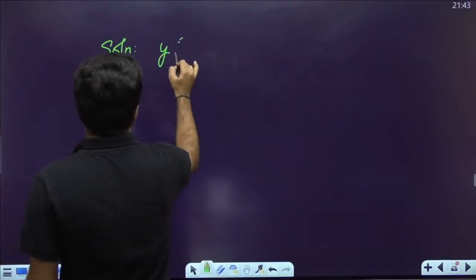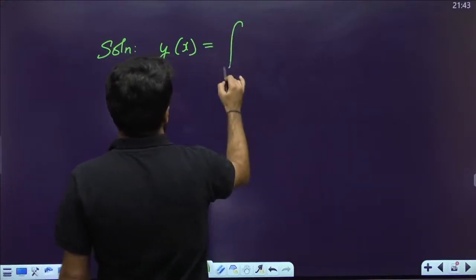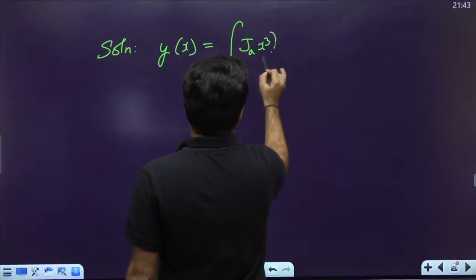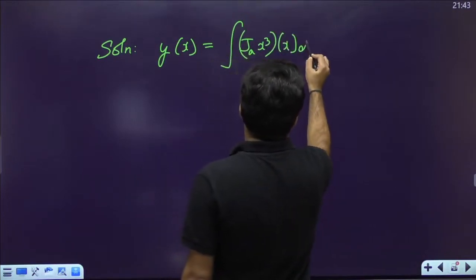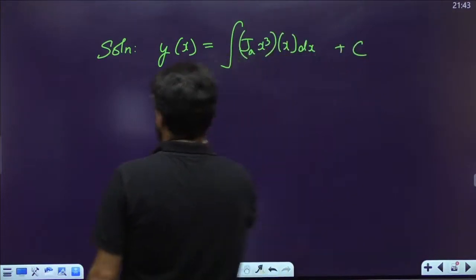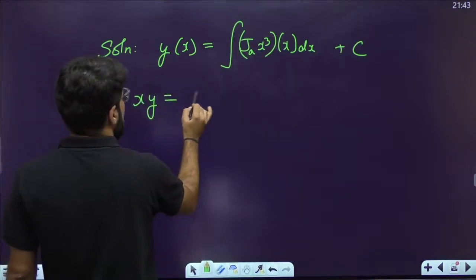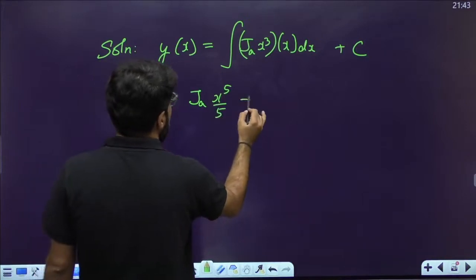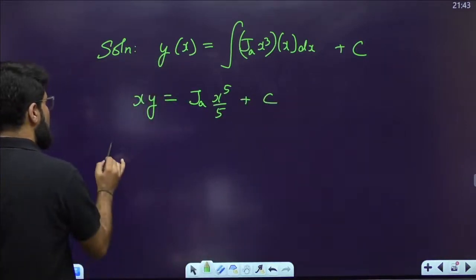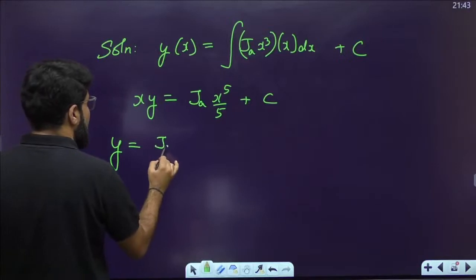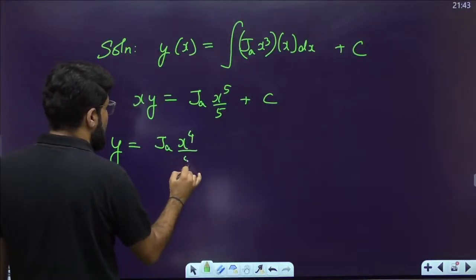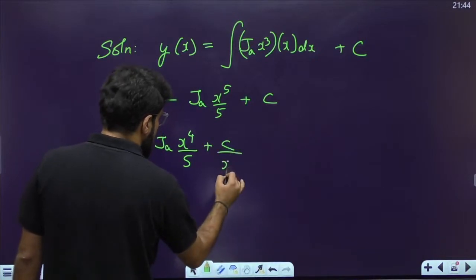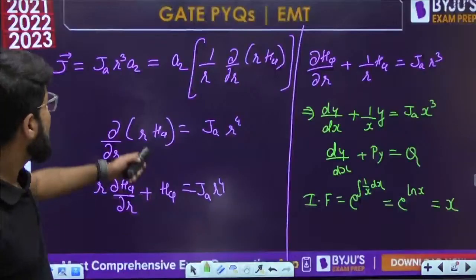The solution is given by y into integrating factor is equal to integration of Q, that is J a x cube, into the integrating factor, that is x, dx plus c. So I have xy is equal to J a x power 4 integral, x power 5 by 5, plus c. So what is y actually? y can be taken as J a x power 4 by 5 plus c by x.